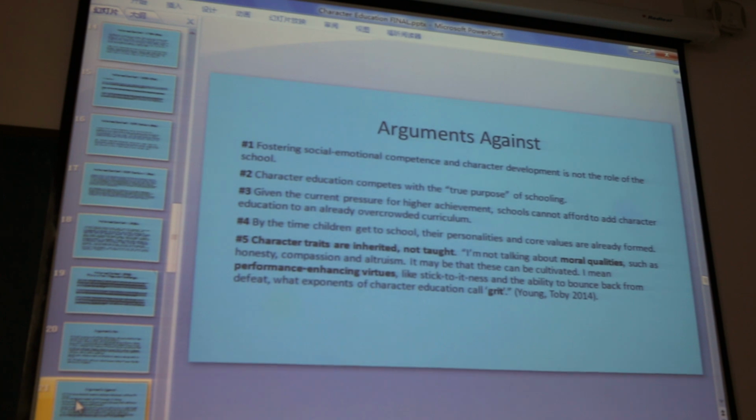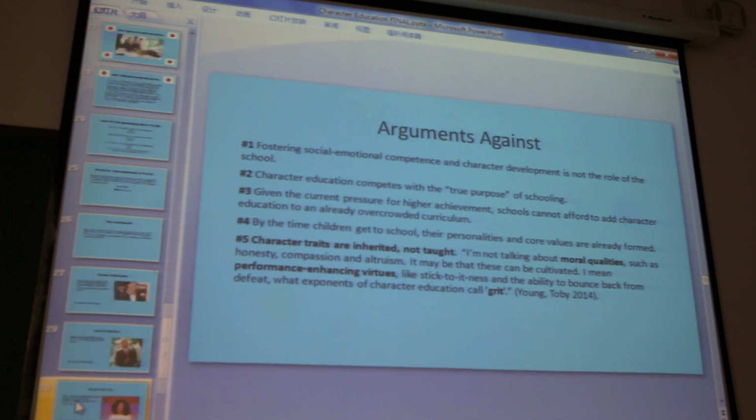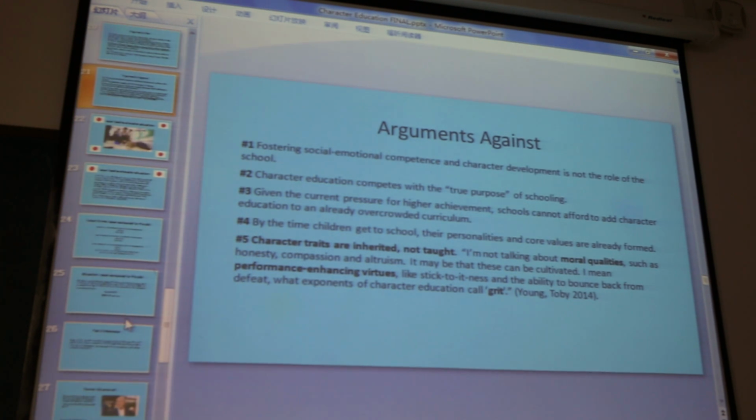Now these are some arguments against. Again, at this point, you can pause and read through them. I have about a minute left. I'm probably going to go over, and I want to get through all my stuff, all my material. So again, there are some arguments against.